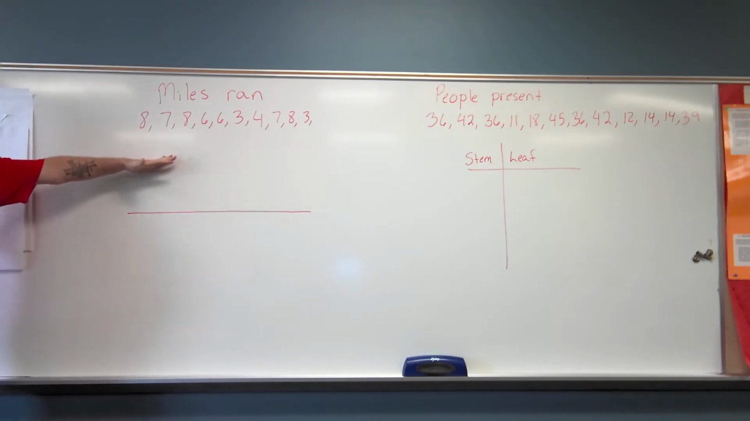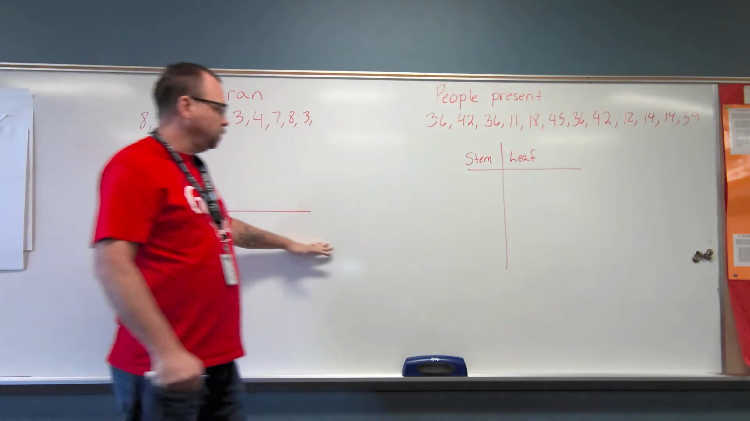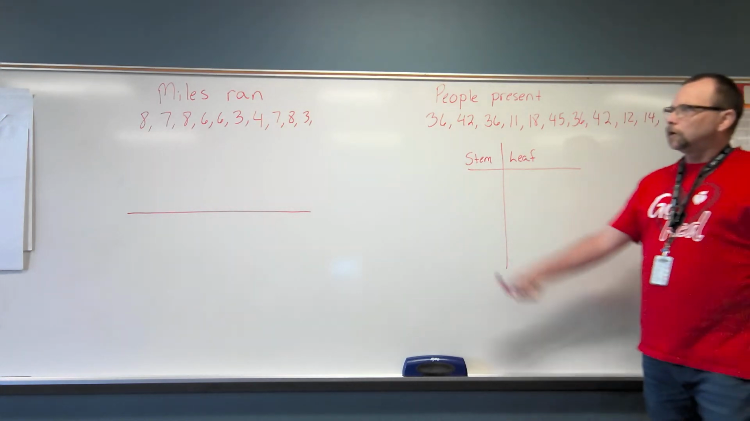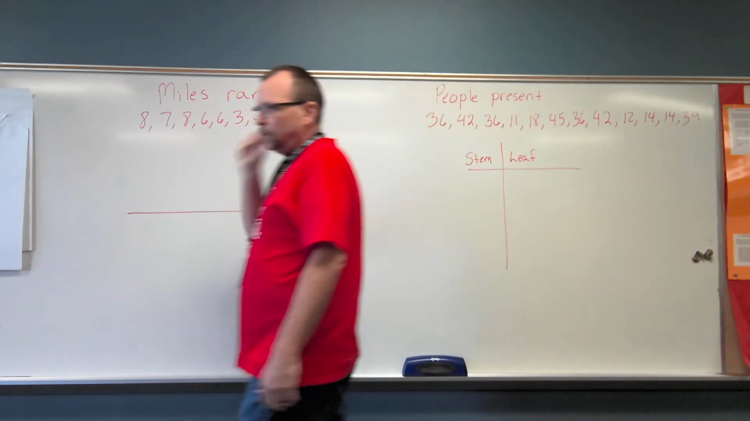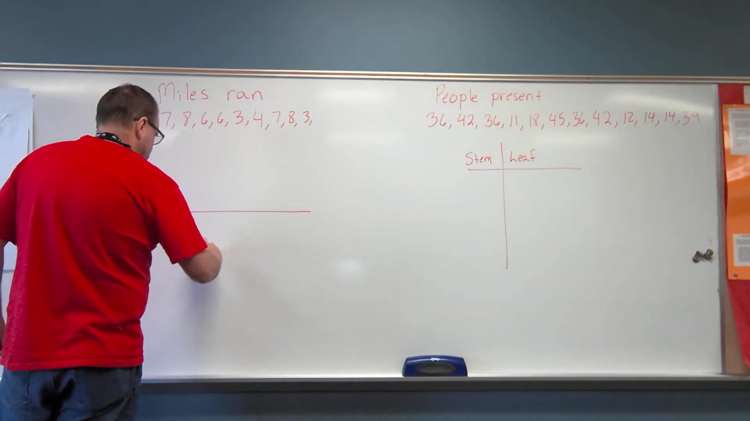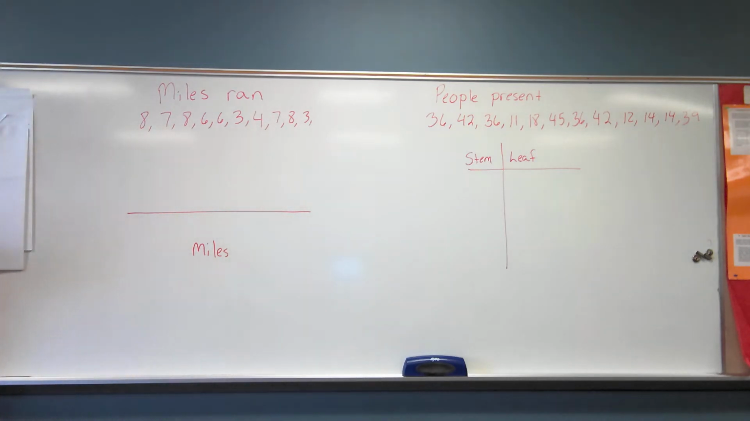And this one's going to be titled Miles Ran. Along the bottom here is going to be the number of miles, and then the dots are going to be the number of people that ran that many miles. So this is going to be the miles. And the dots will be the number of people that ran that miles.